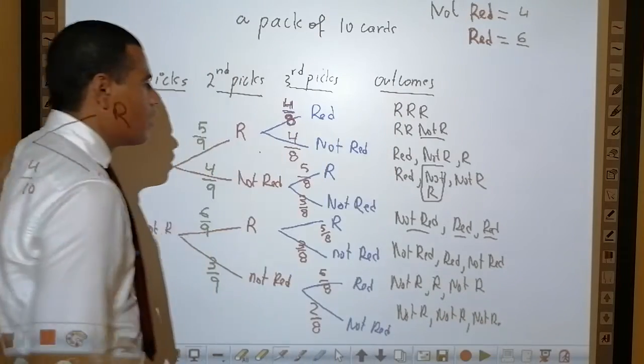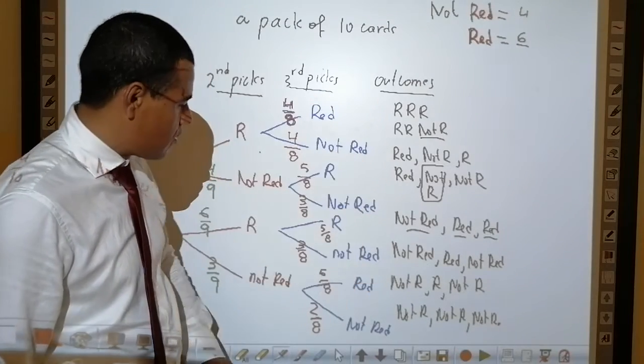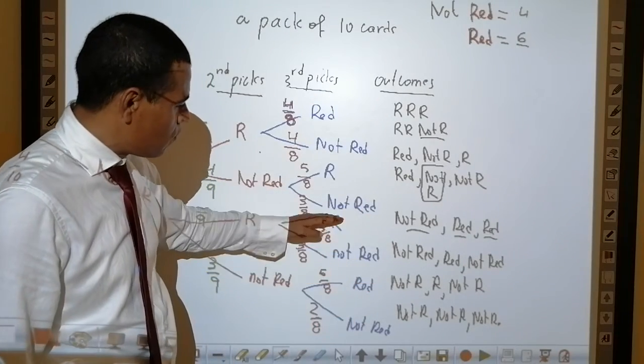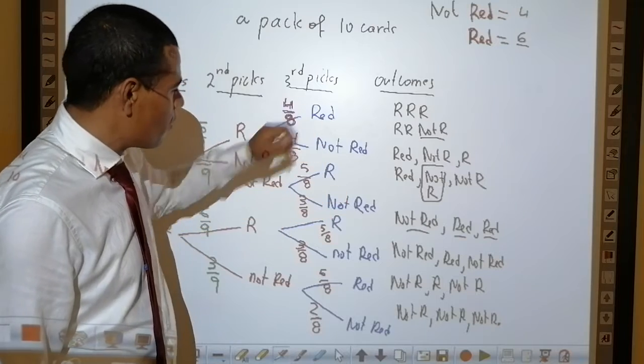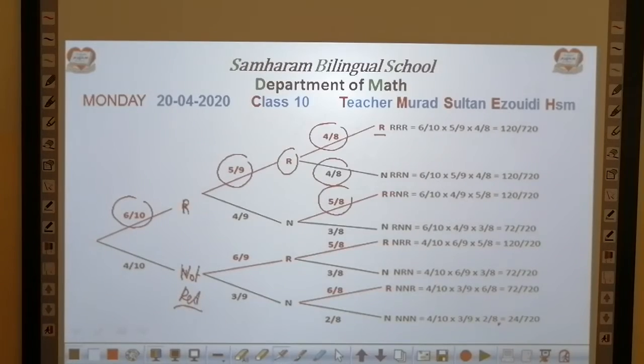Okay. Now how many outcomes? We count 1, 2, 3, 4, 5, 6, 7, 8. Okay, so we continue.